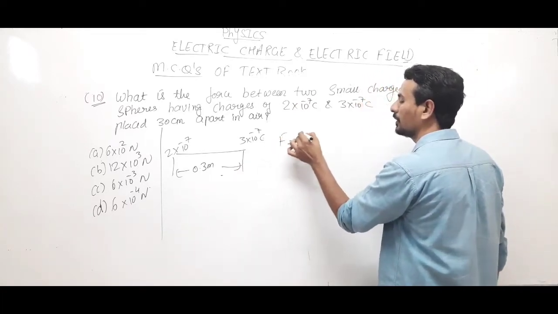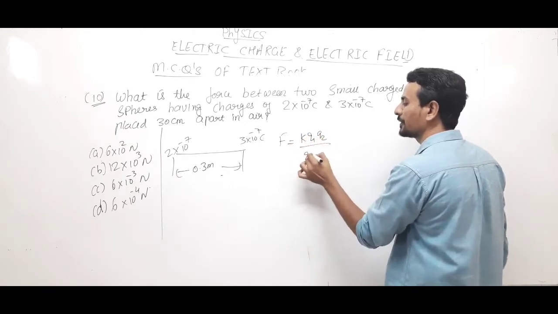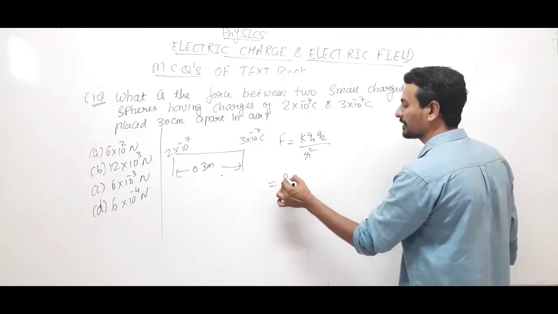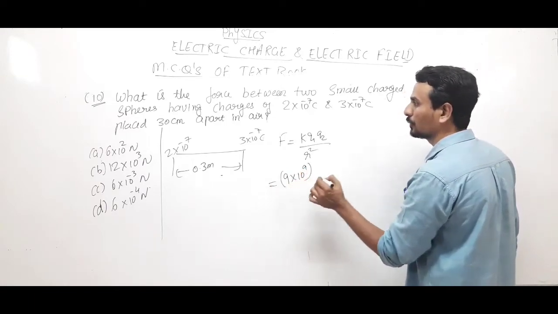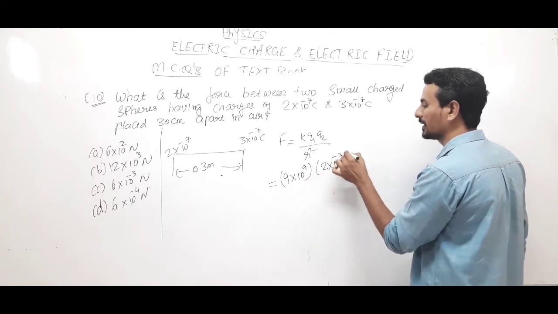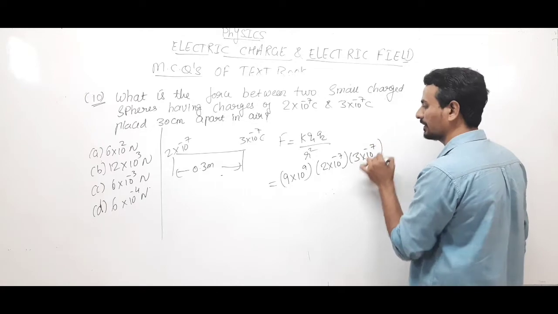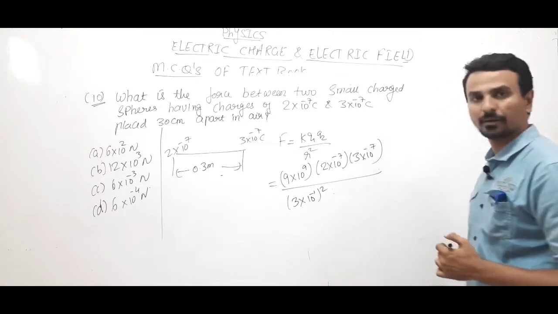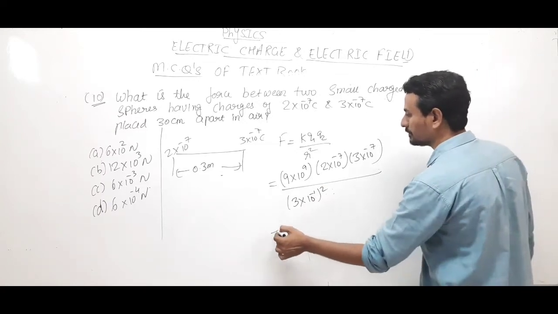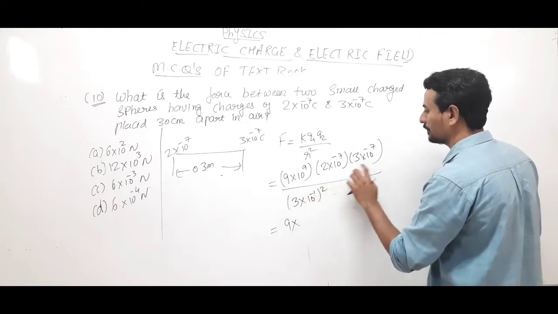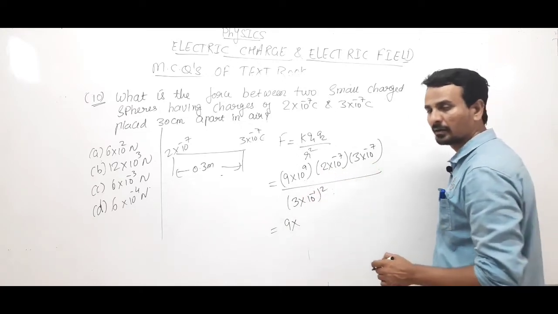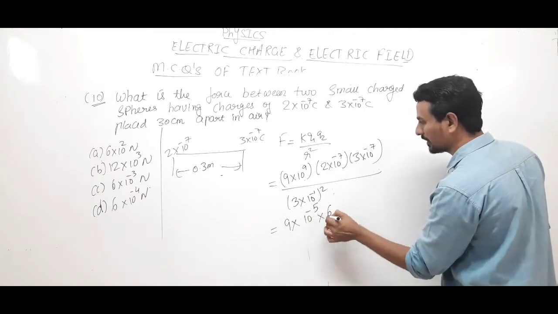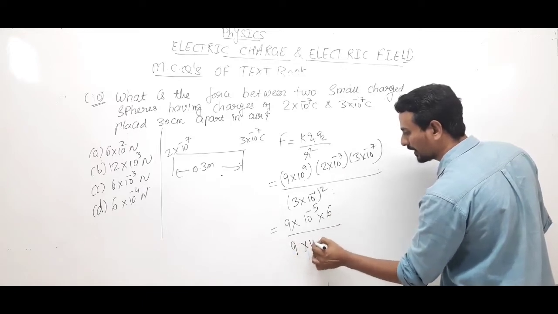We can use Coulomb's law, because to calculate the force between two charges, we are having Coulomb's law, which is K Q1 Q2 by R square. K is 9 into 10 raised to 9. Q1, 2 into 10 raised to minus 7. Q2, 3 into 10 raised to minus 7 upon 0.3, so that is 3 into 10 raised to minus 1, the whole square. Okay, so this will be 9 into 10 raised to minus 14 plus 9, right? So that will be 10 raised to minus 5 into 6 upon 9 into 10 raised to minus 2.